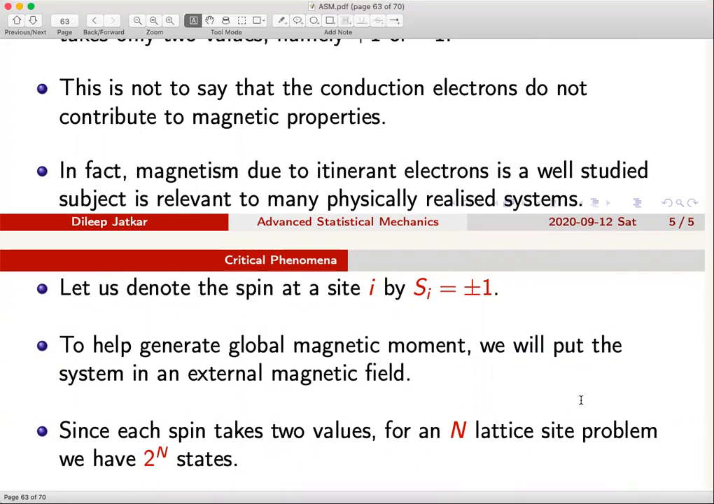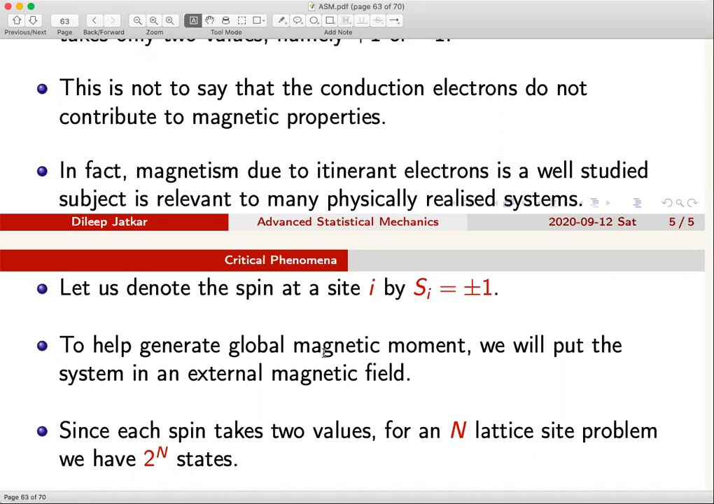So let us denote the spin at site i by Si, giving value ±1 to that, and to help get the global magnetic moment, we will put this system into an external magnetic field. So why are we trying to do this? The reason is exactly the reason why we want to put iron in some magnetic field to convert that into a magnet. To put it a little differently, suppose you have spins sitting at all lattice sites, and I reduce temperature from T greater than the transition temperature to T less than the transition temperature. Under this transition, the system may not get into a ferromagnetic state because you may have multiple domains pointing in different directions, and the vector sum of all these magnetic moments may be close to 0. And in that case, you actually do not see the ferromagnetic behavior of the system.